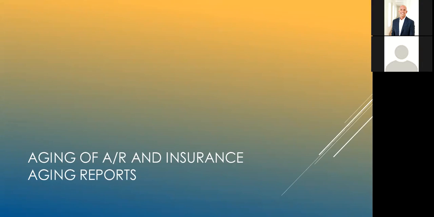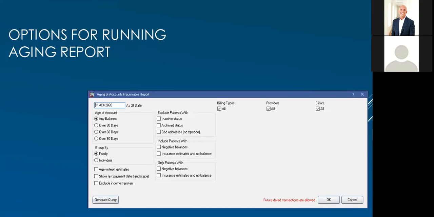So you guys may not know this, but Open Dental actually has two different aging reports. So we have our standard aging of accounts receivable, and then we have our insurance aging. While they show the same things, they do it in different ways. So to access our standard aging report, you just go to reports and standard monthly section, and it's the very top report. And here are the options for running the aging report.